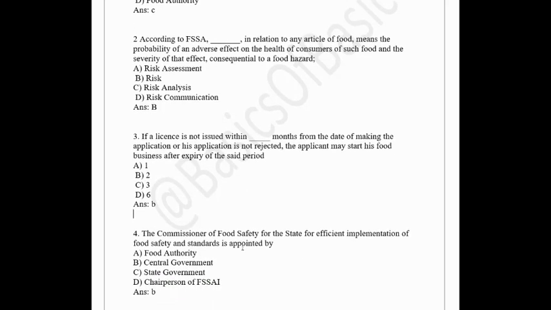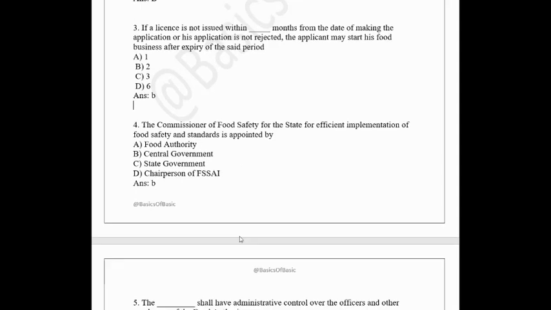The Commissioner of Food Safety for the state for efficient implementation of the food safety and standards is appointed by whom? It will obviously be the central government, so you can eliminate state government and chairperson because these two are not involved here. You may get confused between food authority and central government, but the central government is the one who will appoint the commissioner of food safety for the state.